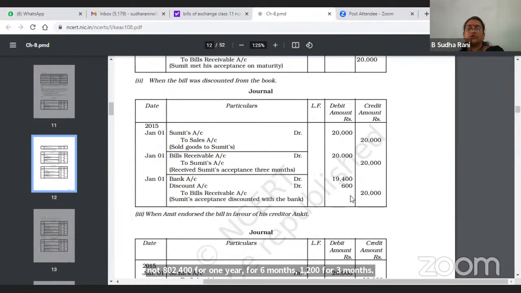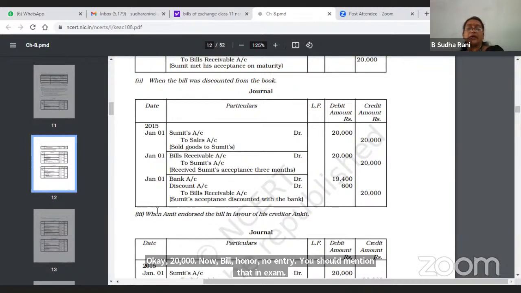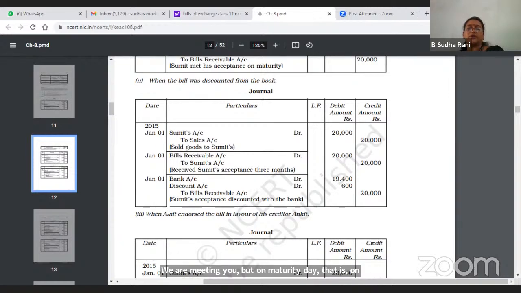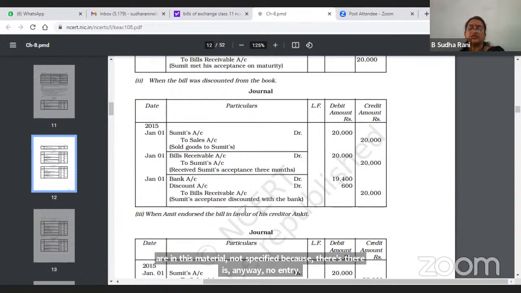Okay, 20,000. Now, bill honored, no entry. You should mention that in the exam. Here he didn't give it, but on the maturity date, that is on April 4th, no entry. You should mention it in your exam. In this material it is not specified because there is anyway no entry, so it didn't mention. But you must mention it.